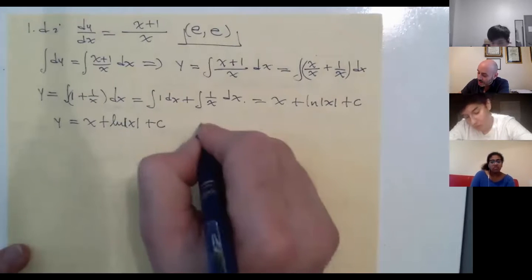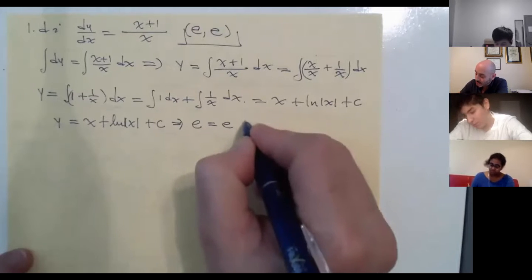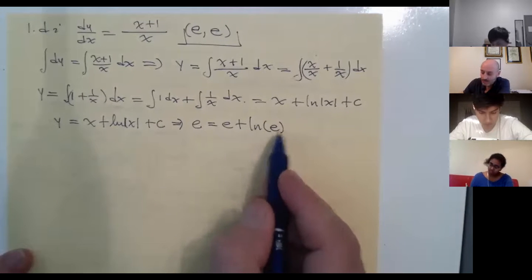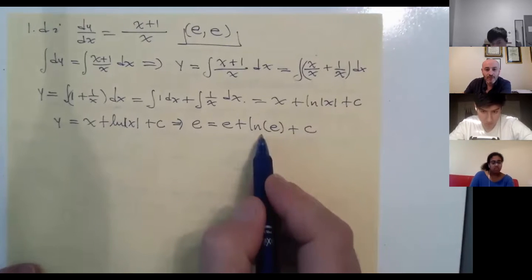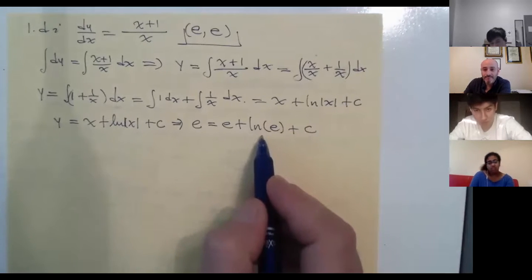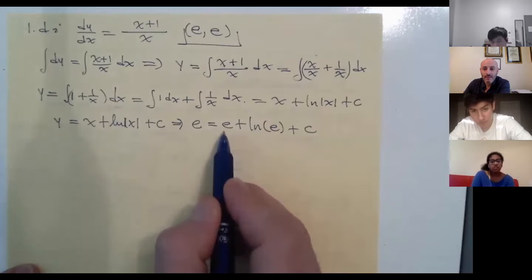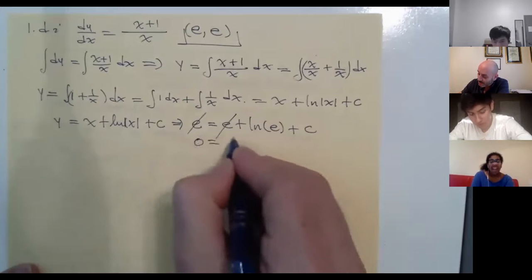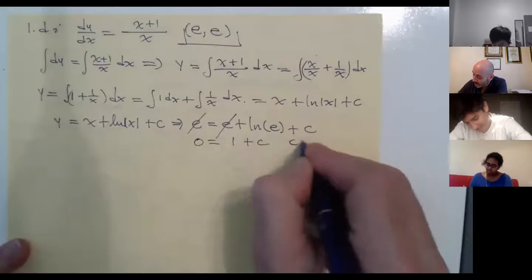So that means that y is e and x is also e. The absolute value of e is e, so that's why I didn't put the absolute value of this plus c. What is the ln of e? 1, right? What happened with these two e's? They cancel out. They got the coronavirus and they went away. Right? So c is -1.